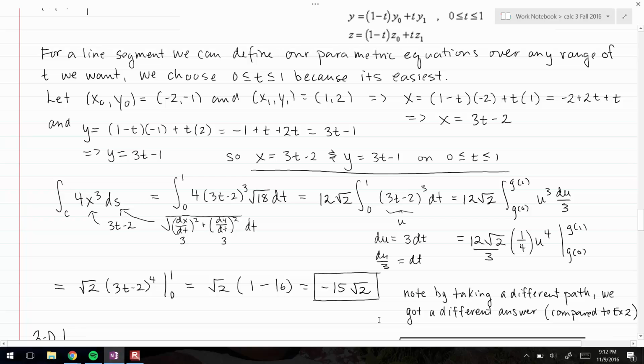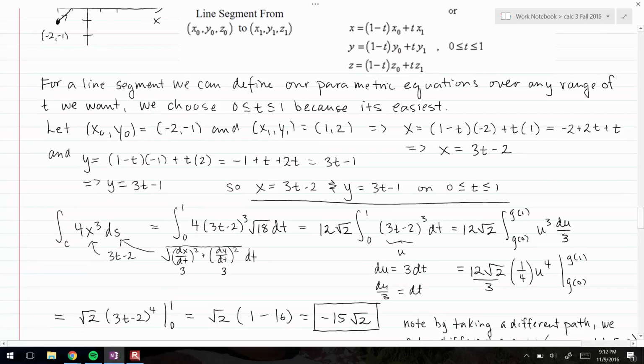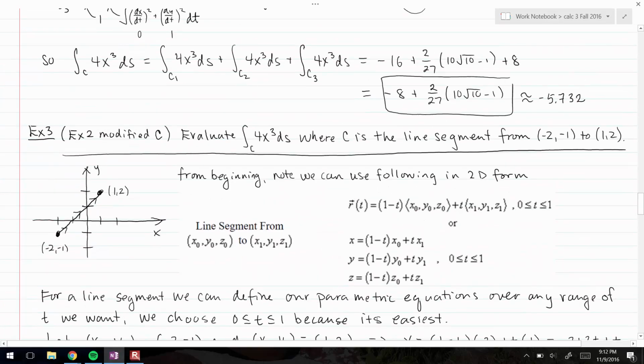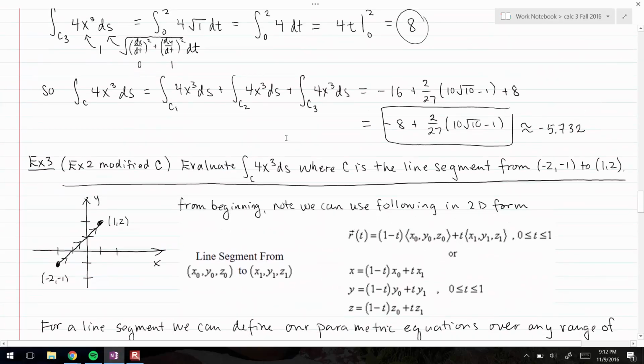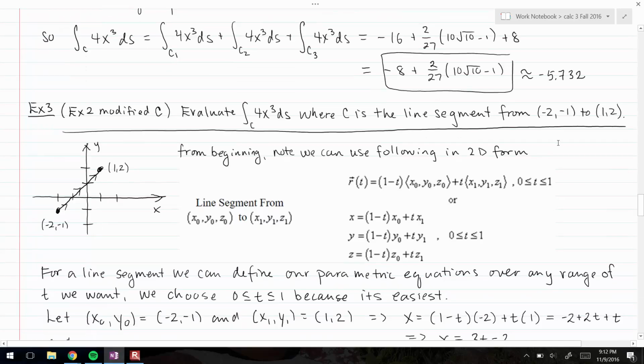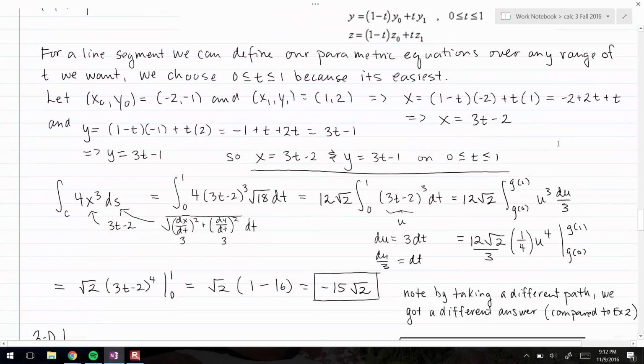One little point to make before moving on is that we got an answer of -15 times the square root of 2. This was the same integral as the previous example, example 2, except along a different path, and for this one we got about -5.732. It's a little hard to tell with this not being written approximately, but they are different results. They're not very close. When you take a different path, you get a different answer, which is probably not surprising, but it's a point worth making.